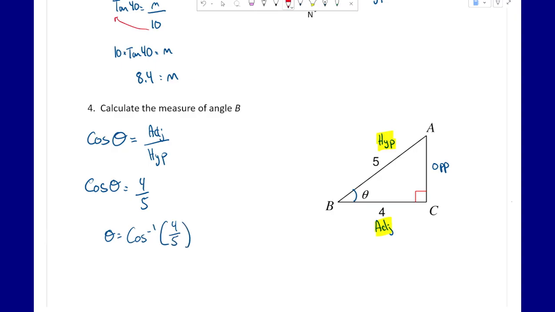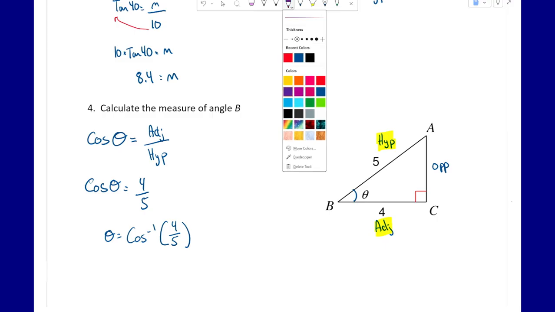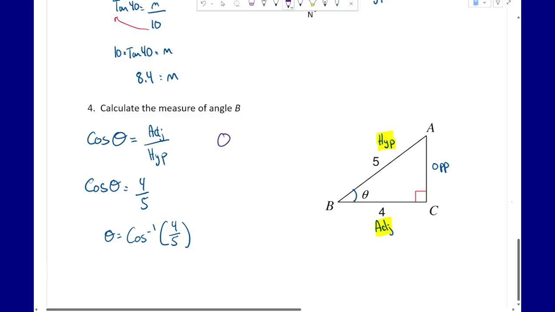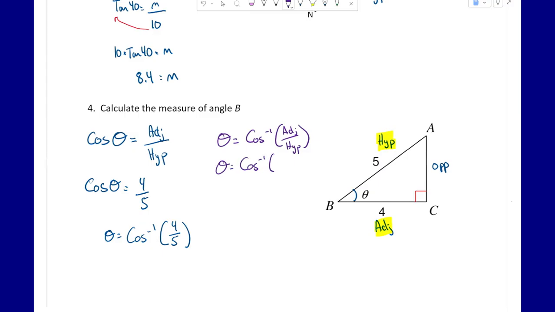Now this step right here, this is the formula that we were given in the notes. So if you jump right to that point and you start with that, because that's the formula we have in our notes, that's fine as well. So you could start with theta equals cosine -1 of adjacent over hypotenuse. You can start right with that formula. You're going to end up in the same spot anyways, of cosine -1 of 4/5. So it's the same thing.